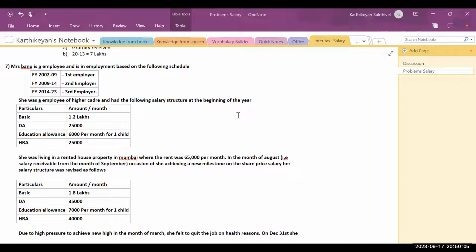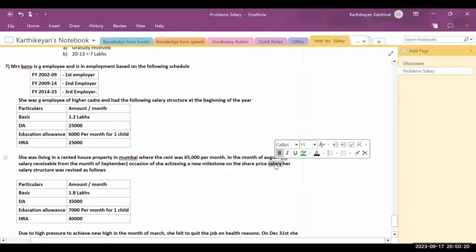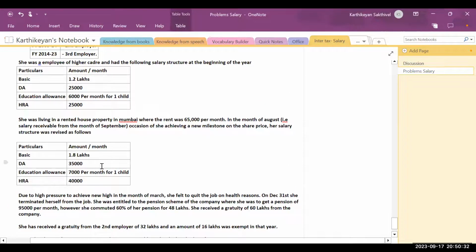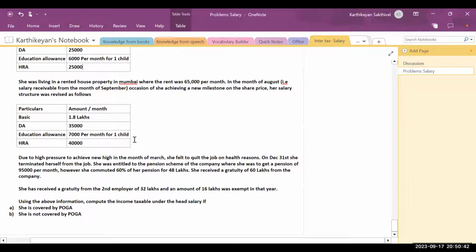In the month of August, that is, salary receivable from the month of September, on the occasion of her achieving a new milestone on the share price, her salary structure was revised as follows. Particulars, amount per month: basic 1.8 lakh, dearness allowance 35,000, education allowance 7,000 per month for one child, HRA 40,000. Due to high pressure to achieve a new high in the month of March, she felt she had to quit the job on health reasons. On December 31st, she terminated herself from the job.